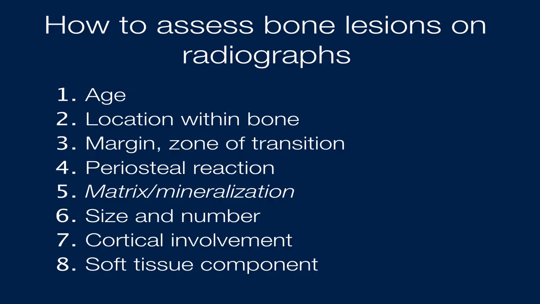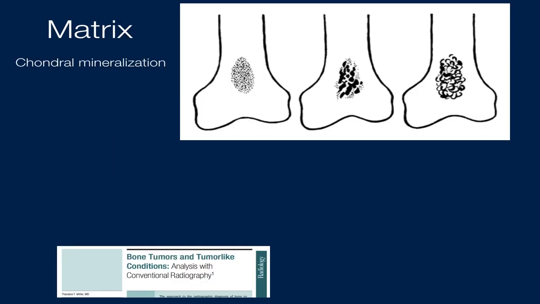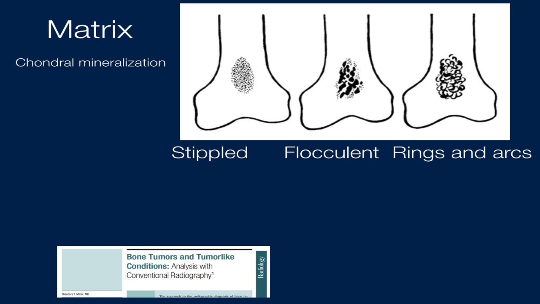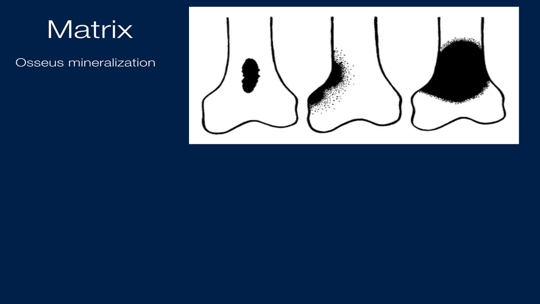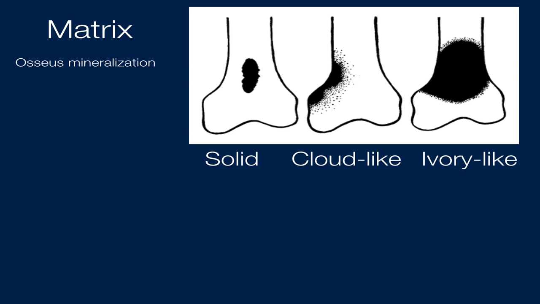Next is matrix mineralization, and this is helpful if you can tell whether the lesion appears chondroid or osseous. It helps narrow the differential. Three examples of chondroid type matrix: the one on the left stippled, then you have flocculent, and rings and arcs on the right. An example, you see this in enchondromas. Then there's the other side, and that is the osseous matrix. You can see a solid osseous sclerotic region, cloud-like or ivory-like.